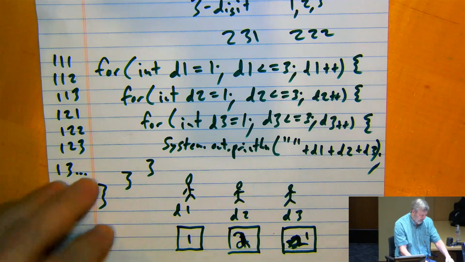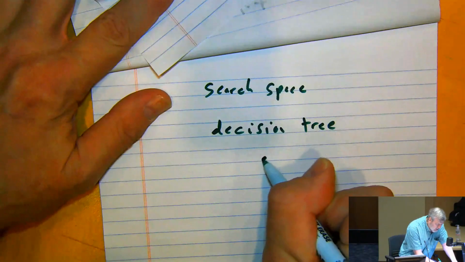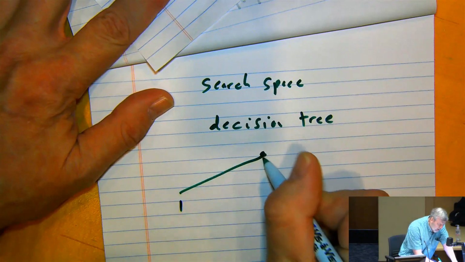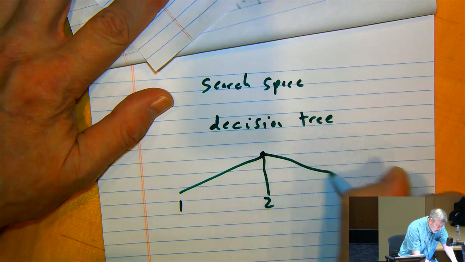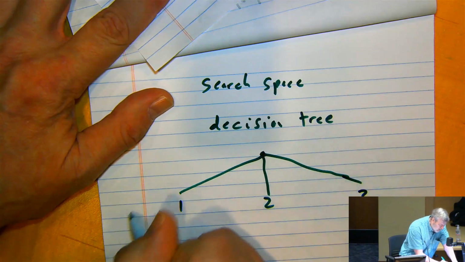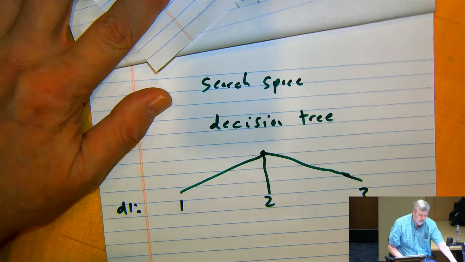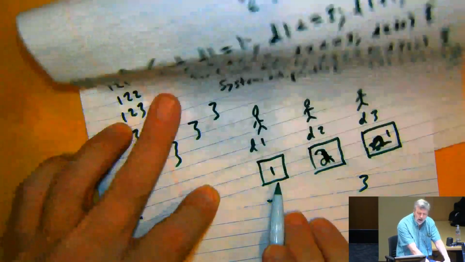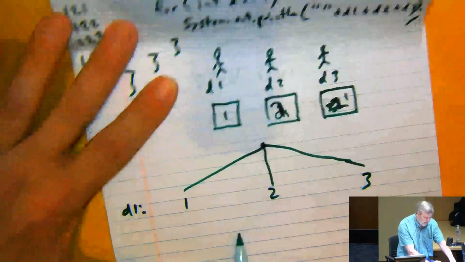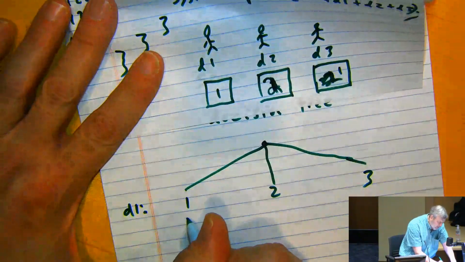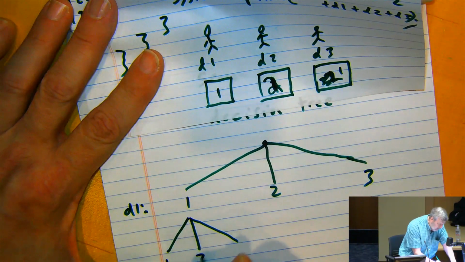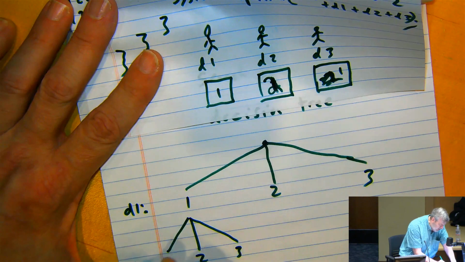So in terms of a decision tree, we would say initially we hadn't chosen anything, and so then we choose either a 1 or a 2 or a 3. That's the choice that we make for D1. That's the first robot making a choice. Suppose it picks a 1. Well, then there's this middle robot that makes choices of a 1 or a 2 or a 3 for digit 2.